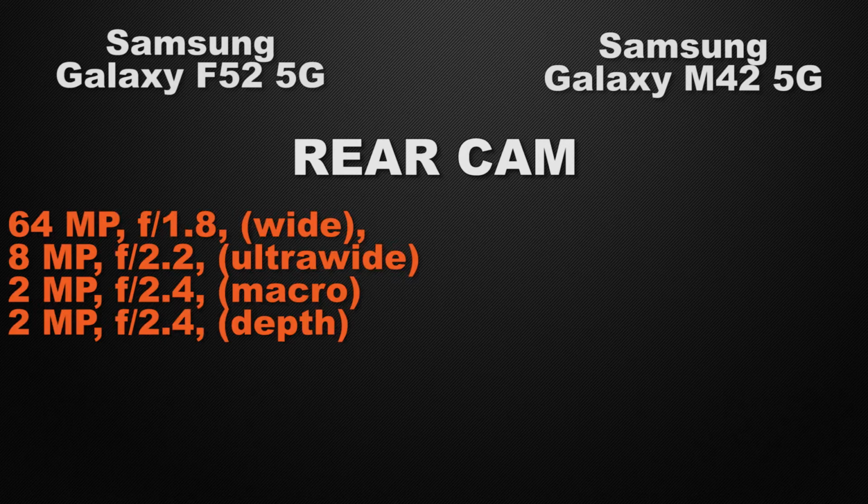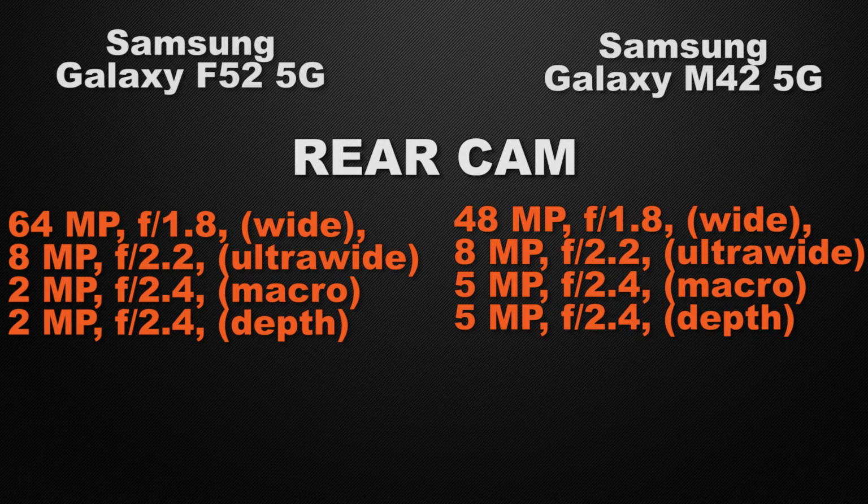Let the comparison start with the camera of the devices. Talking about the rear camera of the devices, F52 has a quad camera setup: 64 megapixel wide camera, 8 megapixel ultra wide camera, 2 megapixel macro camera and 2 megapixel depth sensor. Whereas M42 also comes with a quad camera setup: 48 megapixel wide camera, 8 megapixel ultra wide camera, 5 megapixel macro camera and 5 megapixel depth sensor. So the winner here is F52 because it has a better camera sensor.